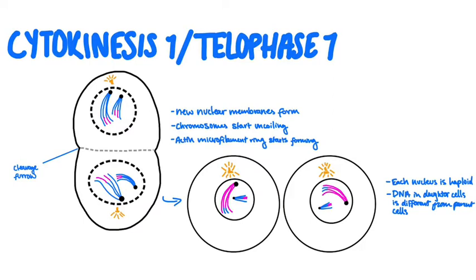During cytokinesis I and telophase I, the nuclear membrane reforms as chromosomes start uncoiling. Cytokinesis occurs along the midline of the cell, where a cleavage furrow forms as it cleaves to separate into 2 cells, each with their own cell membrane. Each nucleus is a haploid, and the DNA in each of the daughter cells is different from the parent cells.